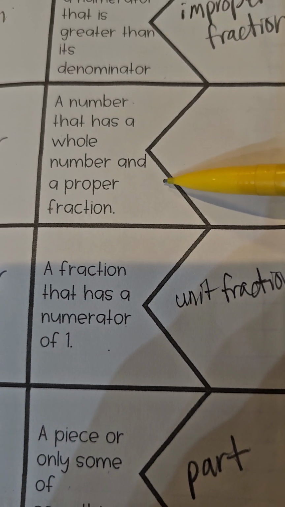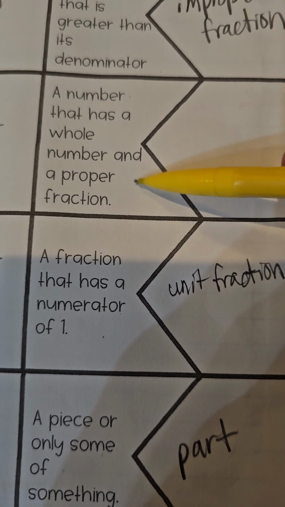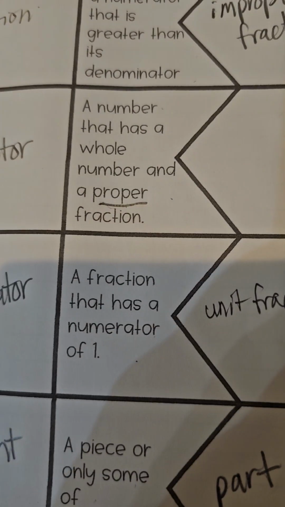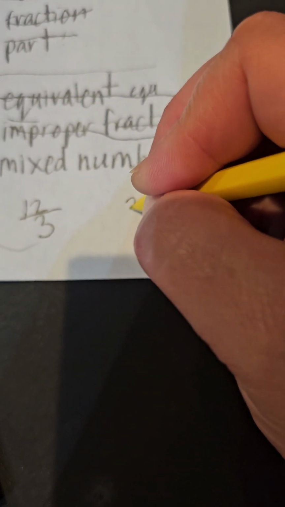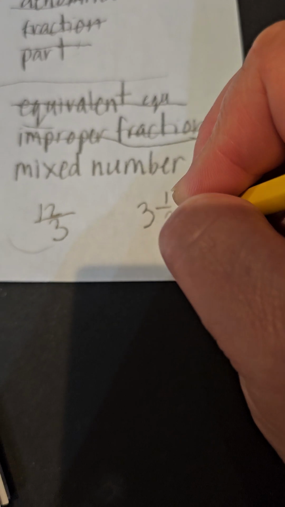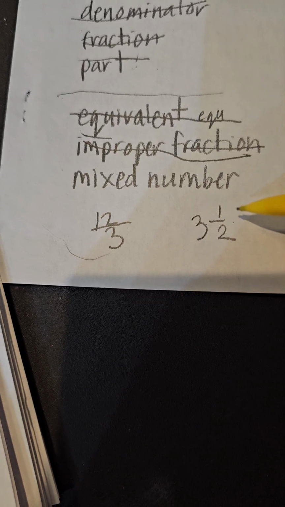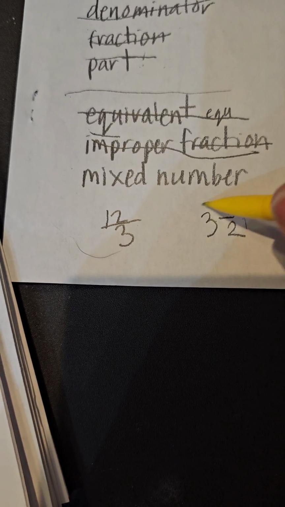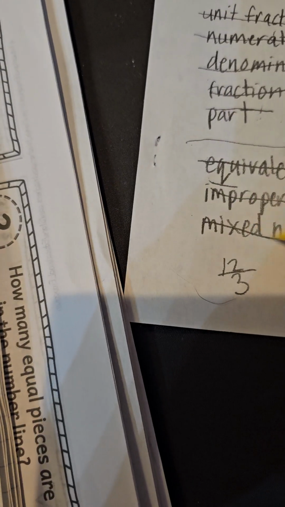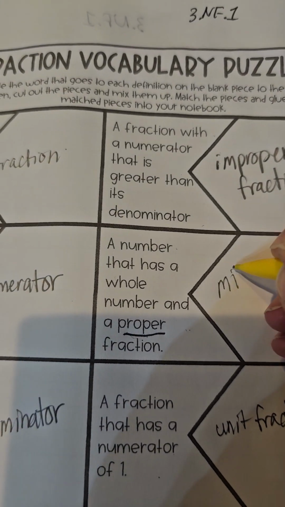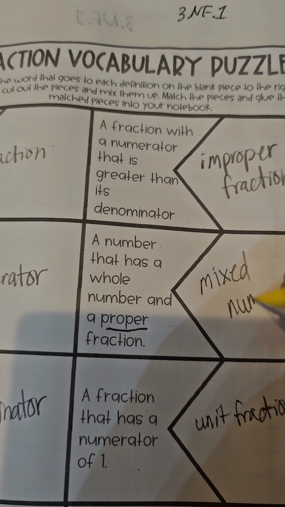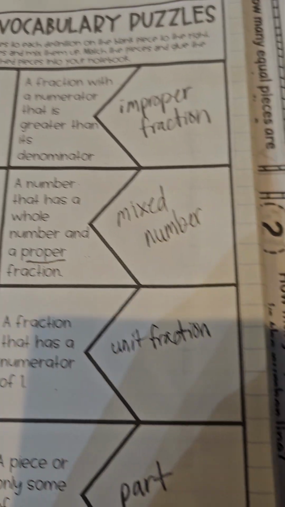So the last one has to be mixed number. Let's take a look. A number that has a whole number and a proper fraction. So for instance, if I gave you 3.5 pieces of a Hershey bar, that's a mixed number because a whole number is mixing in with a fraction. So it's mixed number. All right.